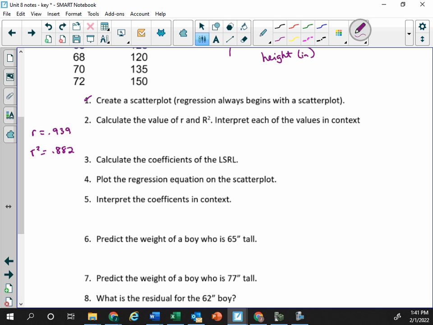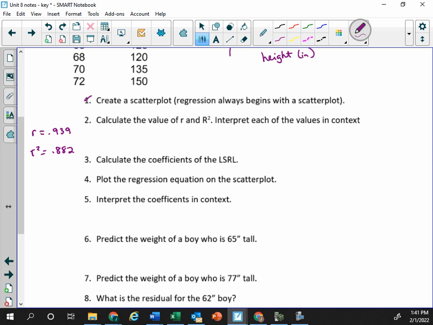All right, guys. What does R tell us about? Just R, not R squared. You guys remember from last time? Yeah, so it tells you if it's a strong or a weak correlation between the two. So what do you think, guys? 0.939, is that pretty strong? Yeah, it's close. The closer you are to 1, the stronger it is.